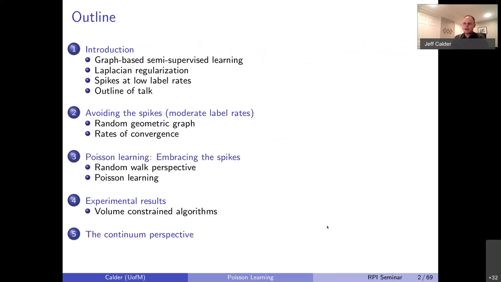I'm going to talk about some problems that have come up recently in graph-based learning when you have very few labeled examples. There'll be two parts of the talk. One part will be more theoretical, looking at what's the lowest label rate we can accommodate with some of the popular Laplacian regularizers. The second part will be on a new algorithm called Poisson learning, which works very well to propagate labels on graphs when you have very few labeled training examples.